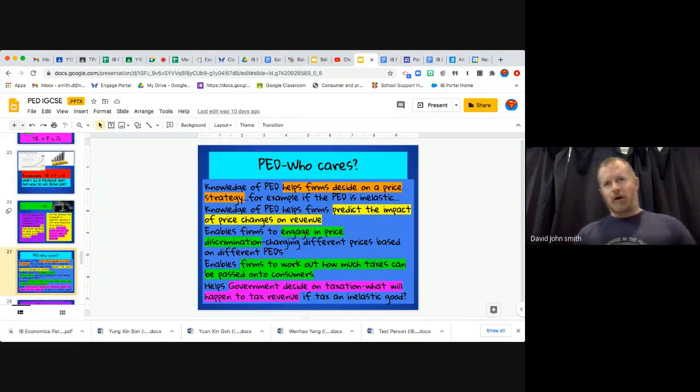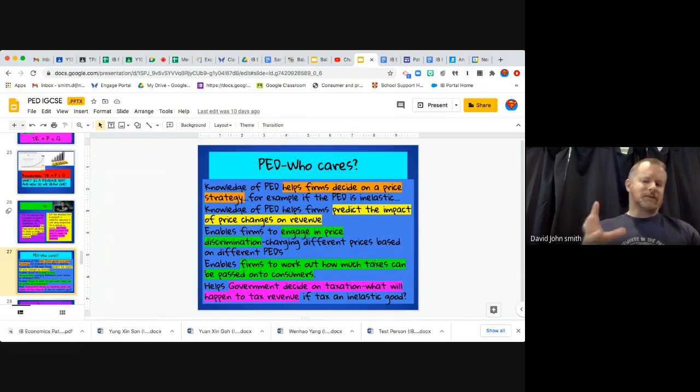Right? So if we go back to that inelastic product, if your product is inelastic, there's going to be less decrease in quantity demanded if the price rises. So therefore, when a tax is put on your product, you, the business, are able to pass more of that cost onto your consumers, get them to pay it, rather than you paying it yourself as a business, because the consumers will just pay it because it's a price increase, right? And they're inelastic.